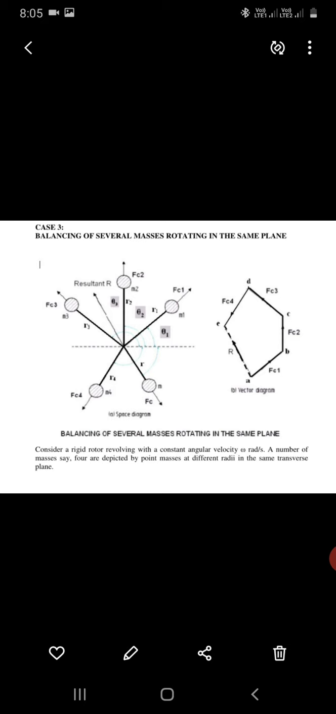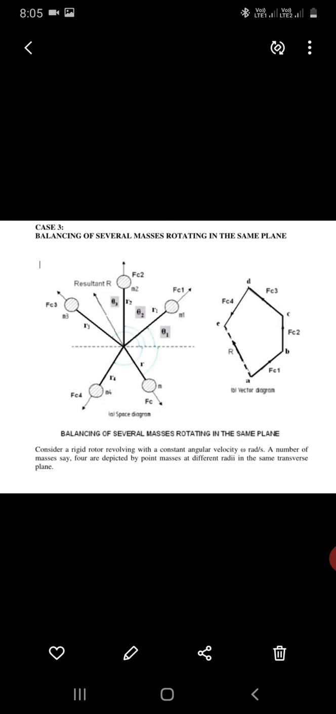the turbine or any other blades on a shaft. So we'll see how we balance such a case. In the figure, as you can see, there are 5 different masses.